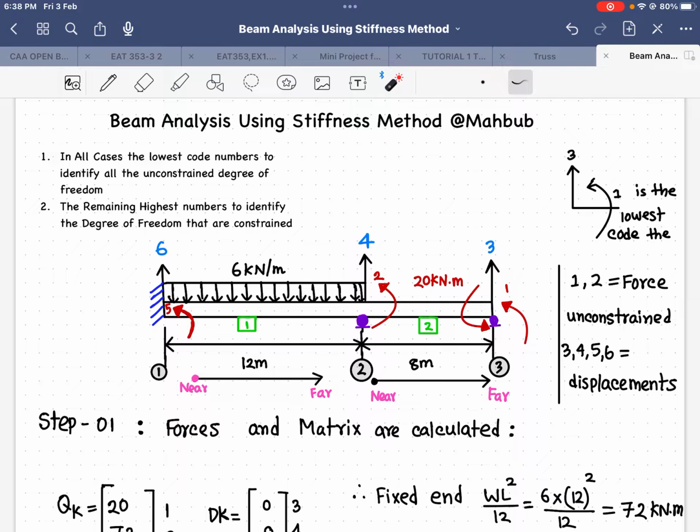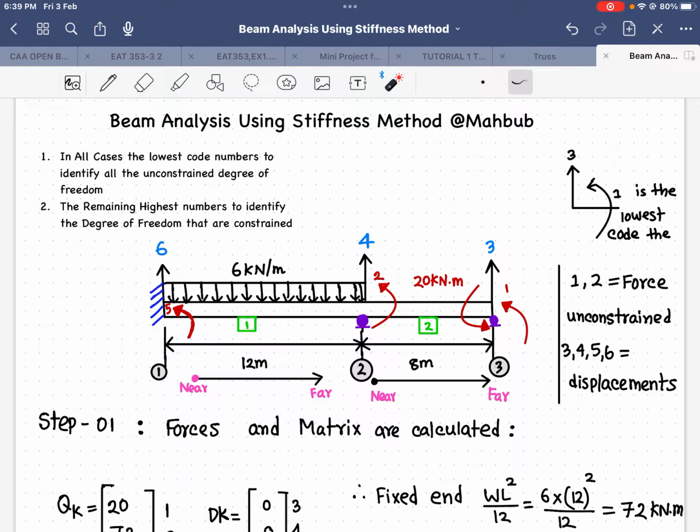Okay, so this is the beam. And we have the UDL, uniformly distributed load. We have 6 kilonewton per meter, and then we have 20 kilonewton per meter, another load for the second member. So we have member 1 and member 2.